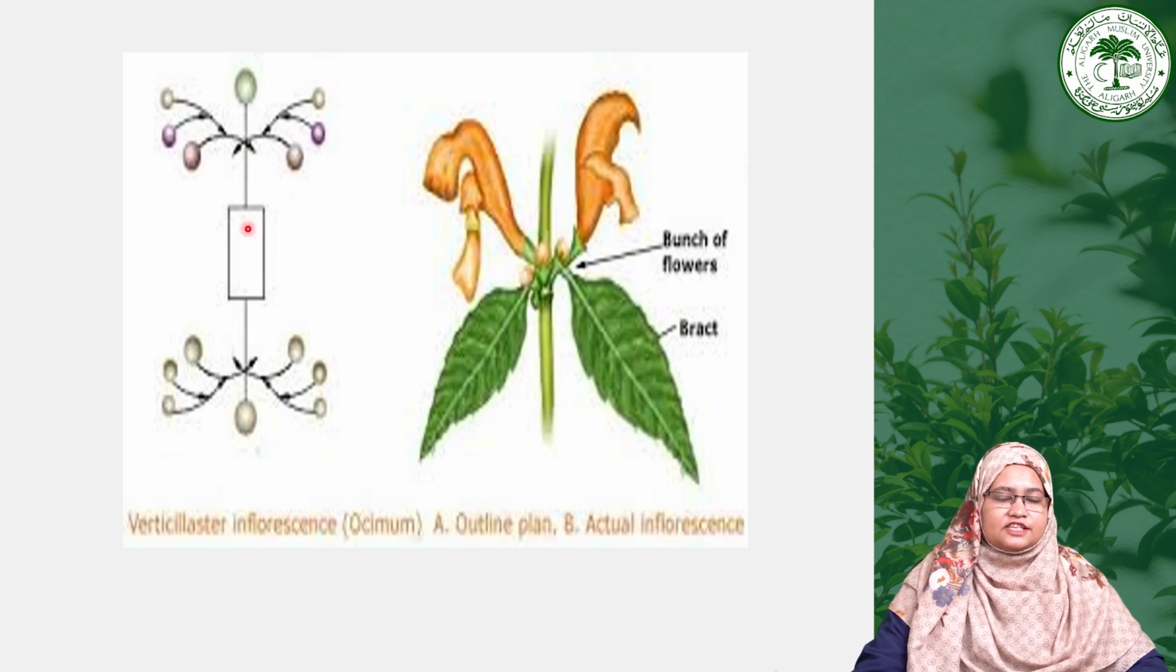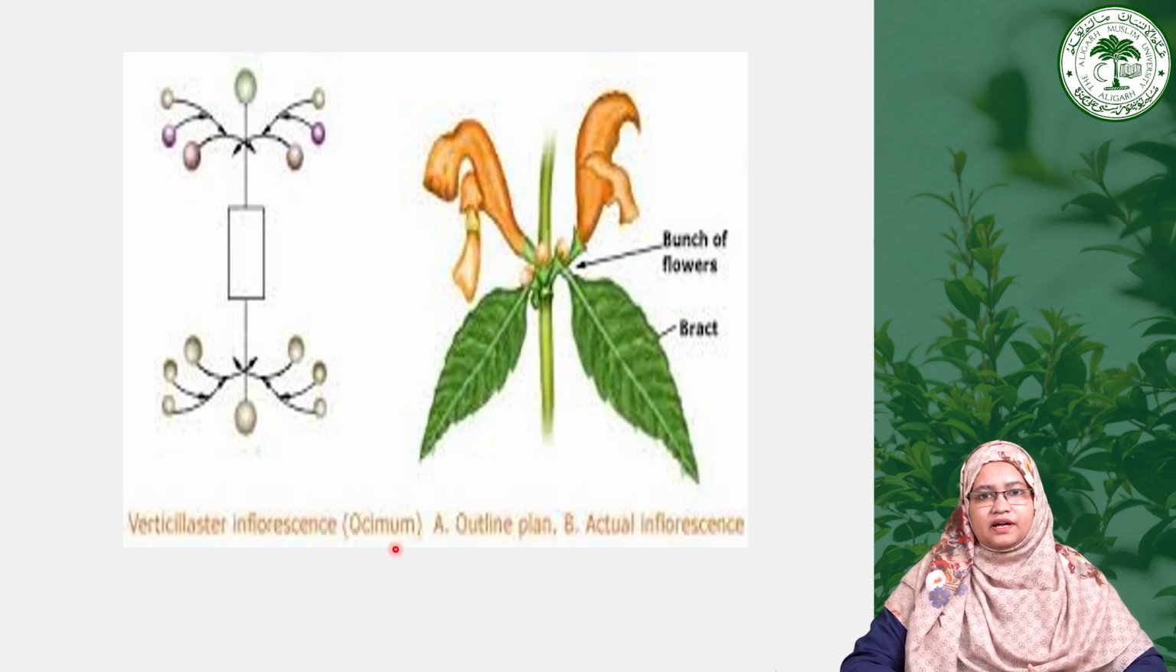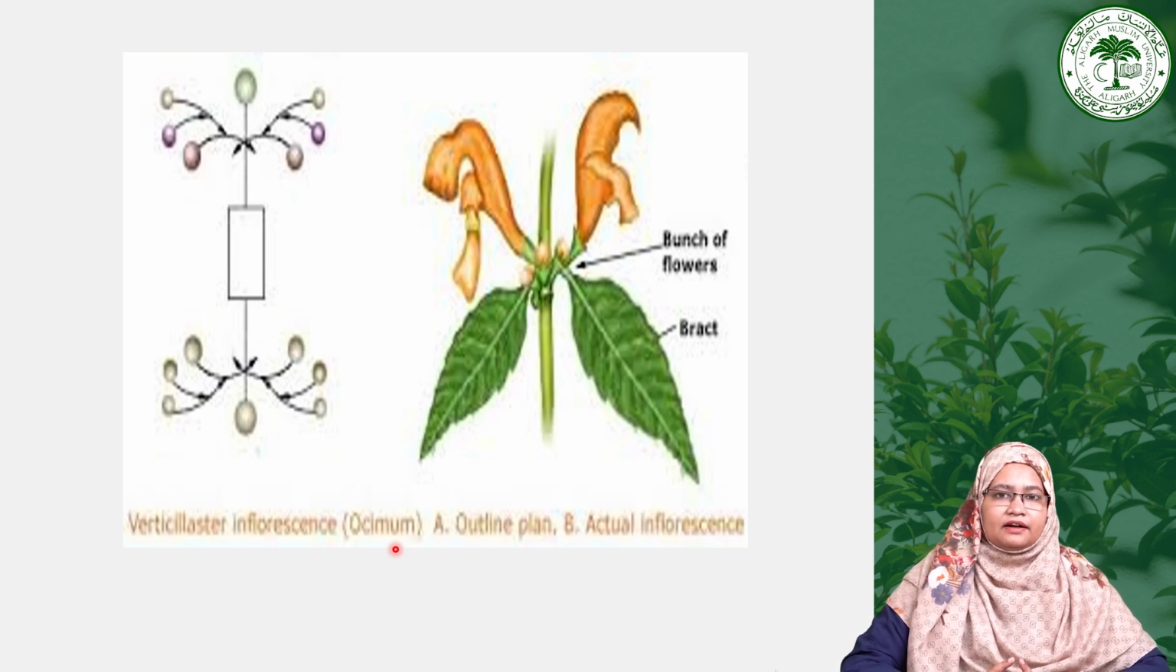So around the stem axis, on both sides, there is a condensed type of cymose inflorescence, and the whole inflorescence axis is called the verticillaster. It is present in the Ocimum plant, and this is the family Lamiaceae, and it is one of the characteristics of the family Lamiaceae. So these are some special types of inflorescence.